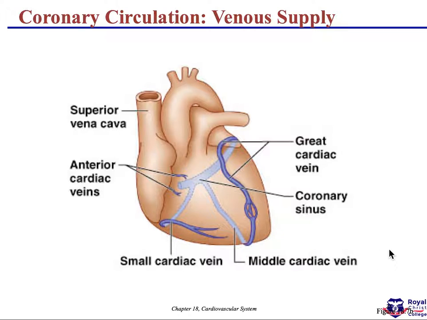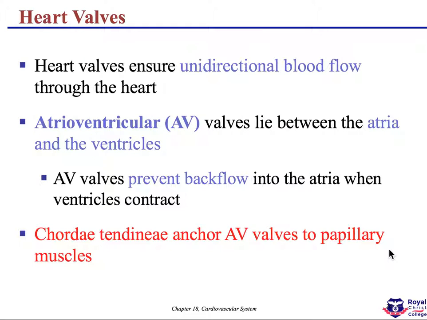Okay, so heart valves, what they're there for. The heart valves ensure unidirectional blood flow through the heart. The atrioventricular valves lie between the atria and the ventricles, and they prevent backflow into the atria when the ventricles contract. The chordae tendineae anchor the AV valves to papillary muscles, which is what I was trying to bring across to you before when I was talking about the chordae tendineae compared to the papillary muscles.